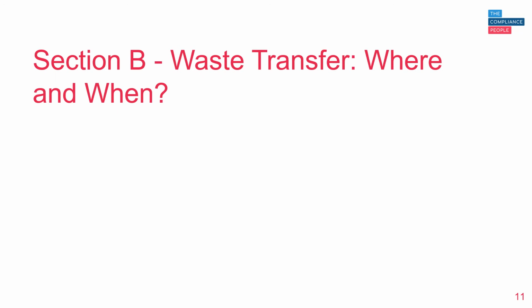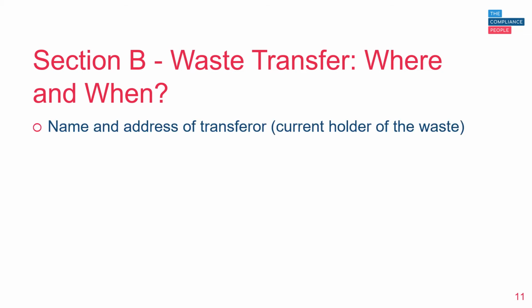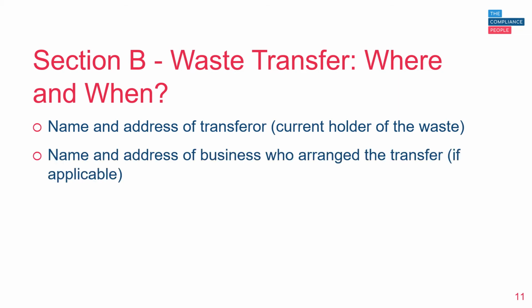Section B of the waste transfer note is about where the waste transfer took place and when. So in this section, you need to record the name and address of the transferor. So this is the current holder of the waste, which is usually the waste producer. So this is when you're giving your waste to somebody else. We need to have the name and address of the business who arranged the transfer, if this is applicable, and also the date of the waste transfer, so when it took place.